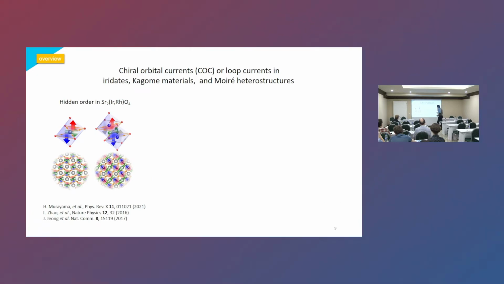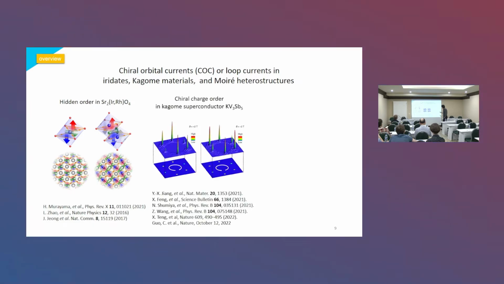Later on, this loop current concept was invoked for investigation of other materials, for example, ruthenates. The ruthenates are very strong spin-orbit coupled materials, and they have been widely and extensively studied. There was recent work, I think the first paper was published in 2016, indicating hidden order in this compound. Some follow-up studies then indicated that there are indeed orbital moments generated by loop currents.